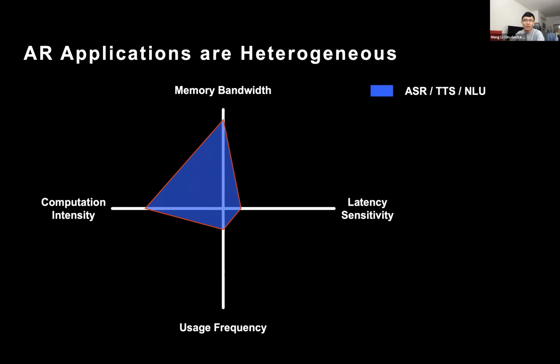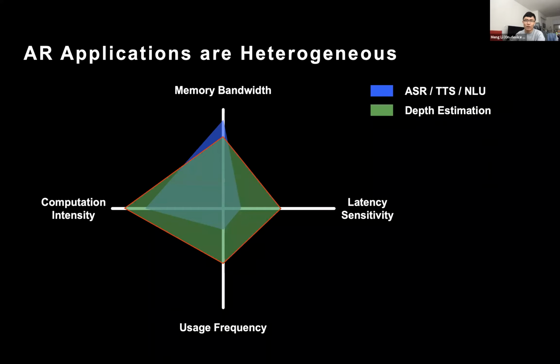First, for audio and language related workloads, like automatic speech recognition, text-to-speech, natural language understanding, etc., the model size is already large, and therefore the memory bandwidth requirement per inference is already high. Also, these models most of the time will be activated only by request. Therefore, the usage frequency is fairly low.